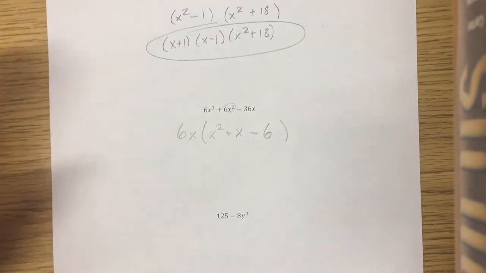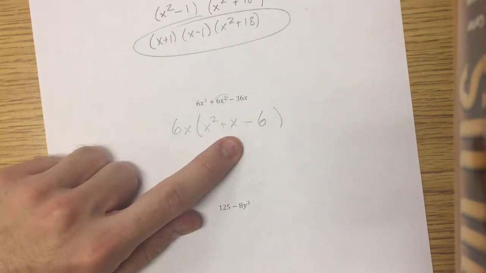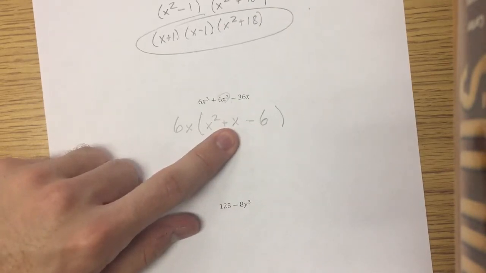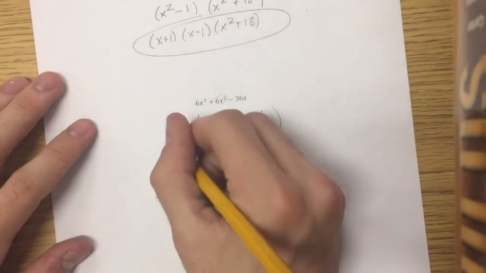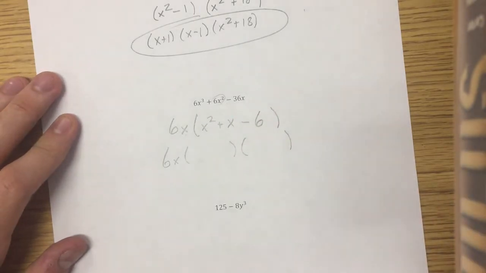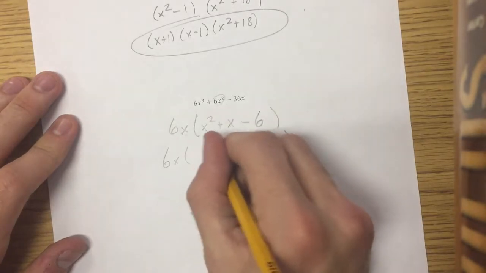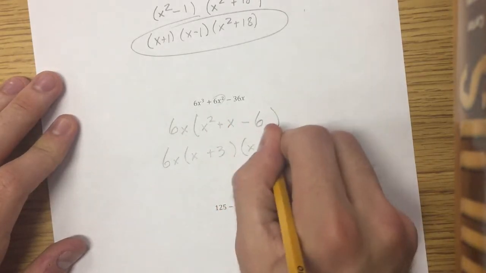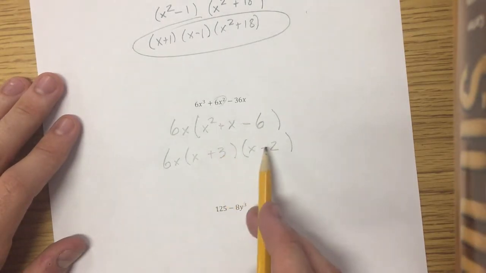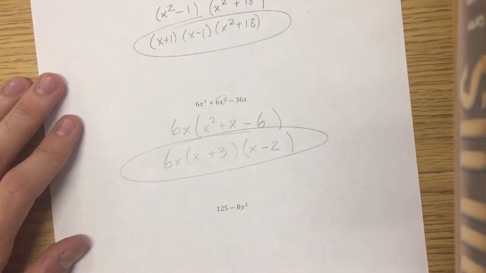So once again, we ask ourselves, is there anything else we can do? Well, this 6x is definitely done, but this in here can get factored more because there are two numbers that multiply to give us negative 6 and add to give us a 1. Remember, this would be a 1 in front of x here. And I ask myself again, what would those numbers be? And it would be a positive 3 and a negative 2. So we got x plus 3 and x minus 2, because 3 minus 2 is 1, and 3 times negative 2 is negative 6. There's our answer.